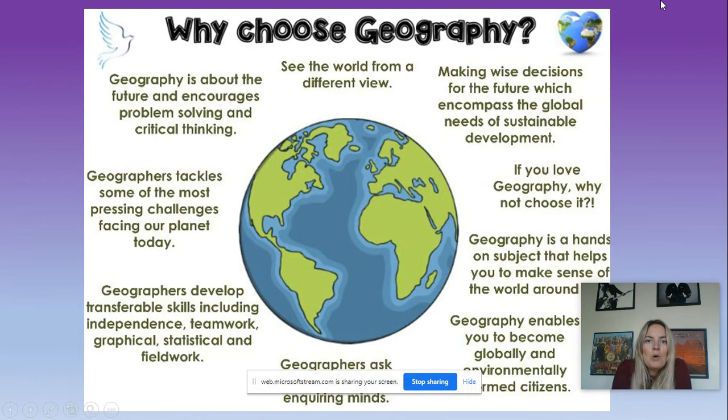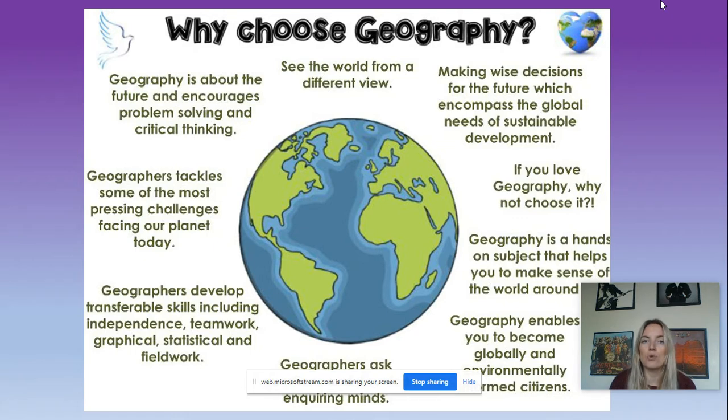So obviously, most important question, why would you want to or why should you choose geography? Geography is what we call a facilitating subject. So first and foremost, a lot of employers like students to study geography. The reason for this is you have a varied approach to the course.